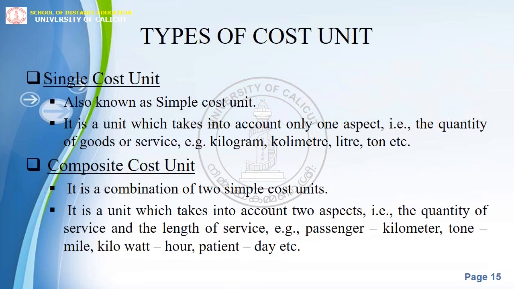In case of types of cost unit, there are two types: single cost unit and composite cost unit. Single cost unit, as the name suggests, is simple as it considers only one aspect. For example, in case of quantity of goods, kilogram, ton, etc. On the other hand, a cost unit is said to be composite when two units are merged into one. For example, in goods transport industry, the composite cost unit is per ton kilometer. For hospitals, it is per bed per day. In case of passenger transport industry, it is per passenger kilometer.